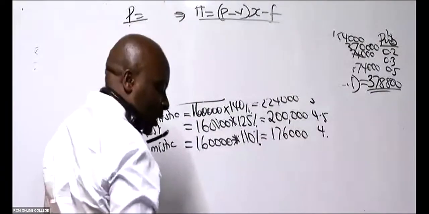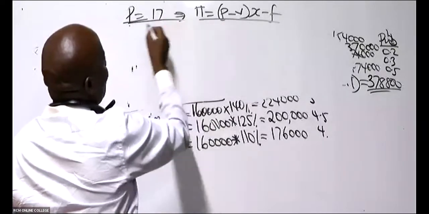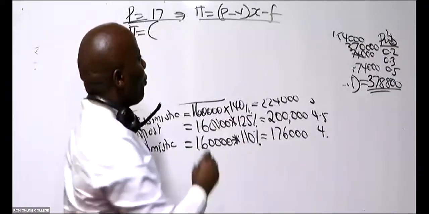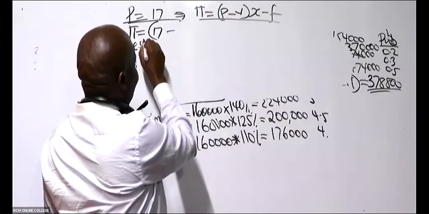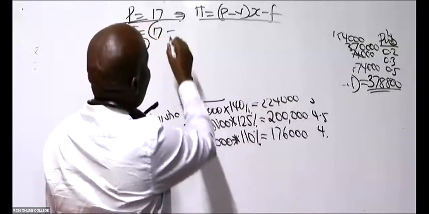If we charge 17 bob, my good students, I'm using this formula. My profit here will be equal to the selling price, of course, 17, isn't it? So we are starting with pessimistic. So 17 minus the pessimistic variable cost, which was 5, right?